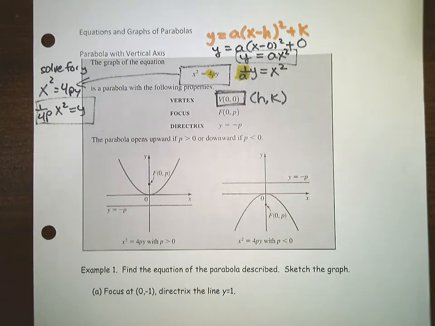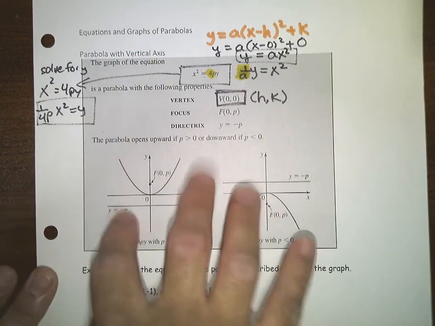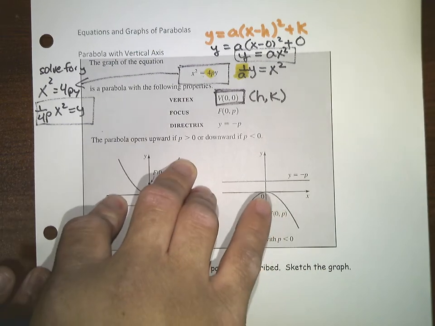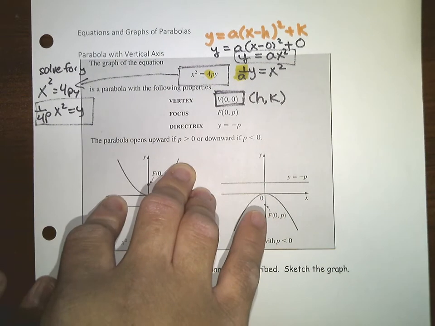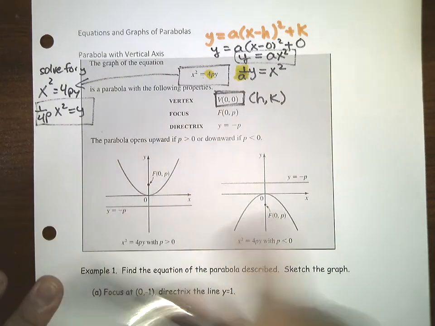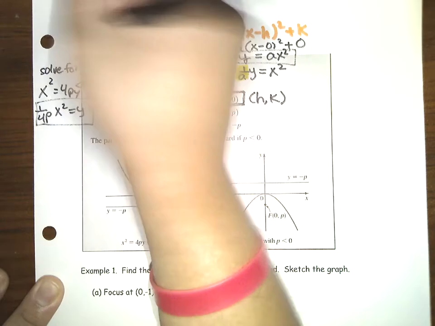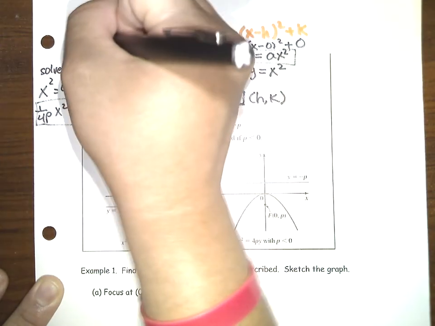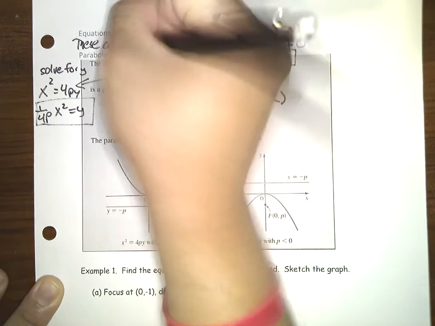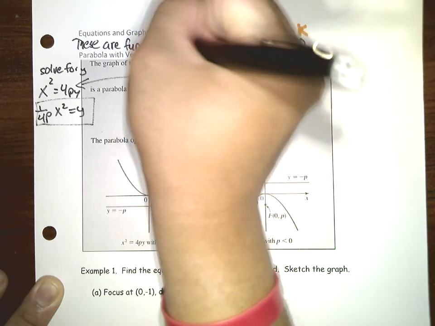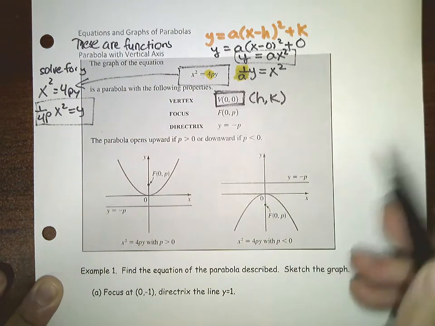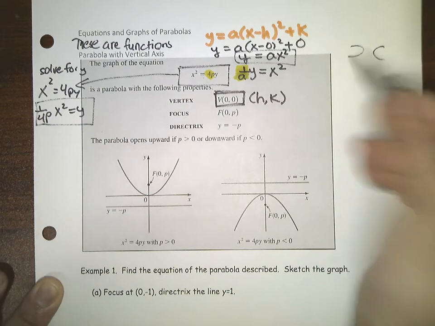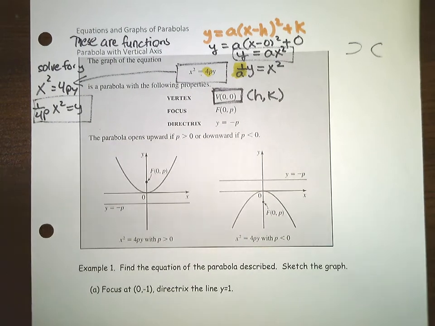So remember that these parabolas with a vertical axis of symmetry are functions, because these all pass the vertical line test. So these are functions. If the parabola opens left or right like this, then they would not be functions because they would not pass the vertical line test. So try to remember that as well.